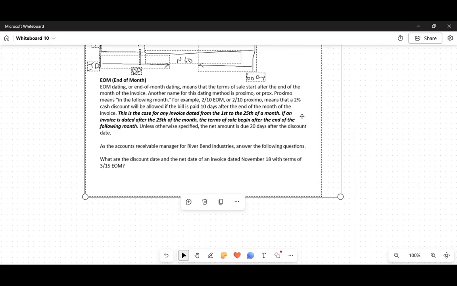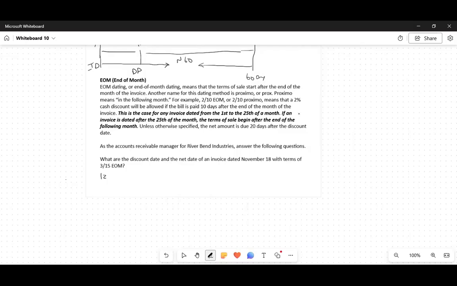So in this case, it says, as the accounts receivable manager of Riverbend Industries, answer the following questions. What are the discount date and net date of the invoice dated November 18th? Well, is November 18th before or after the 25th of the month? It's before, right? So that means the terms for that particular invoice start the beginning of the next month. So in this case, it would be 12/1. That's when your discount period begins.